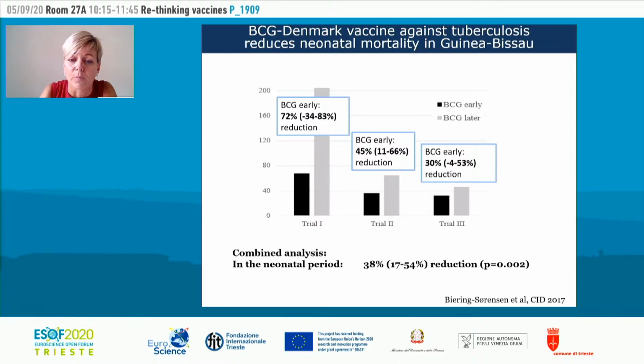In fact, it added up to an almost 40% reduction in all-cause neonatal mortality. Children don't die from tuberculosis in the first month of life, and we could show that the reduction in mortality was due to reductions in septicemia and respiratory infections. So showing beyond any reasonable doubt that the effect of BCG vaccine on neonatal mortality was truly non-specific.